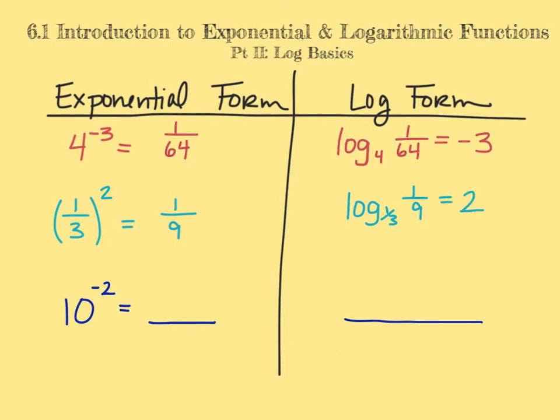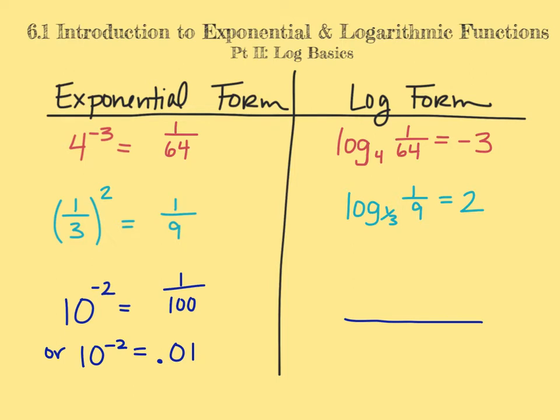Our last example, 10 to the negative second, really means 1 over 10 to the positive second, or 1 over 10 squared, and 10 squared is 100. So this is 1/100th. We also see this oftentimes with a base of 10. We see the answer written as a decimal. So we could also write this as 10 to the negative second equals 1/100th in decimal form, which is 0.01. So we will write both of these.